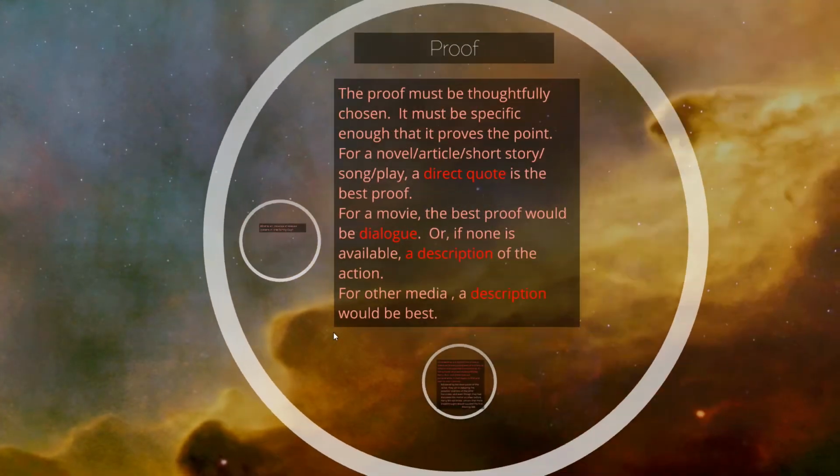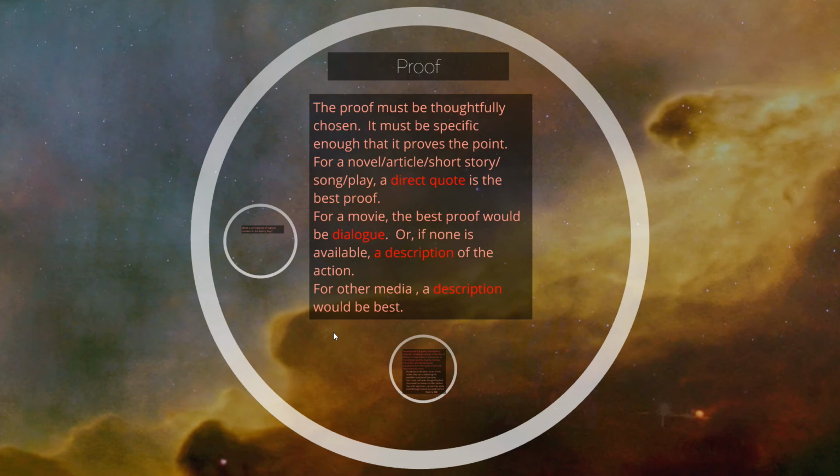Proof. The proof must be thoughtfully chosen. It must be specific enough that it proves the point. A direct quote is very good proof, especially if it comes from someone who is an expert in the field of the topic that you are researching. If you were writing about a movie, you could use dialogue or description of the action. If there's some other media, a description would be best.